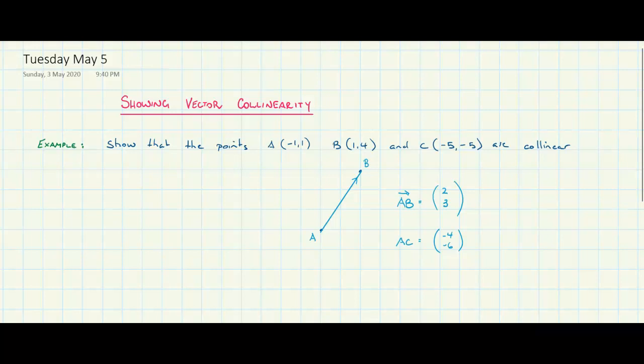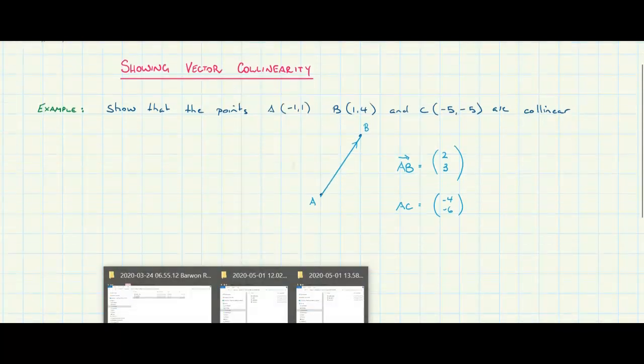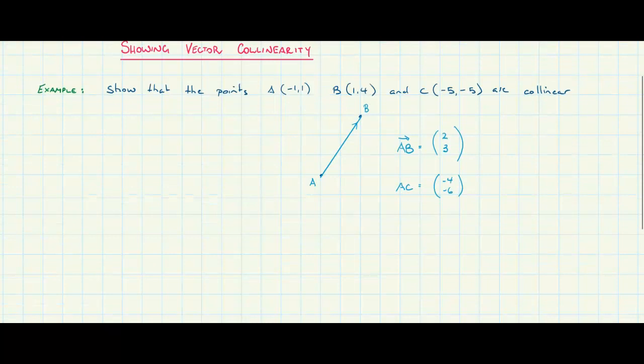So from A to C, I've got to go 1, 2, 3, 4, 1, 2, 3, 4, 5, 6, and I'm off the screen. But I think you get me. 1, 2, 3, 4, 1, 2, 3, 4, 5, 6. So I'm going to end up down here somewhere. That's going to be my C. And that certainly looks like it's lined up, and in fact it is.